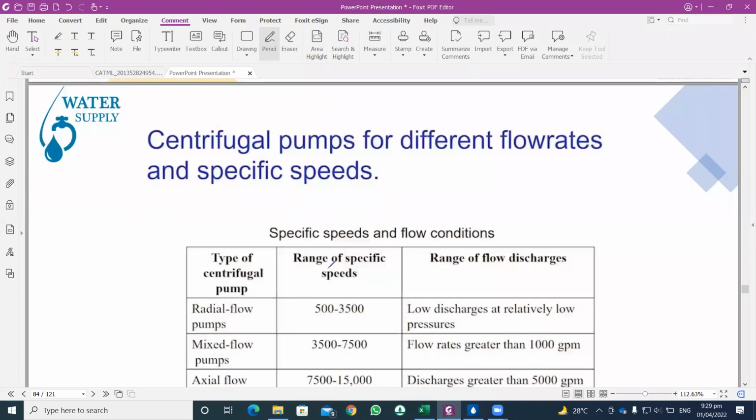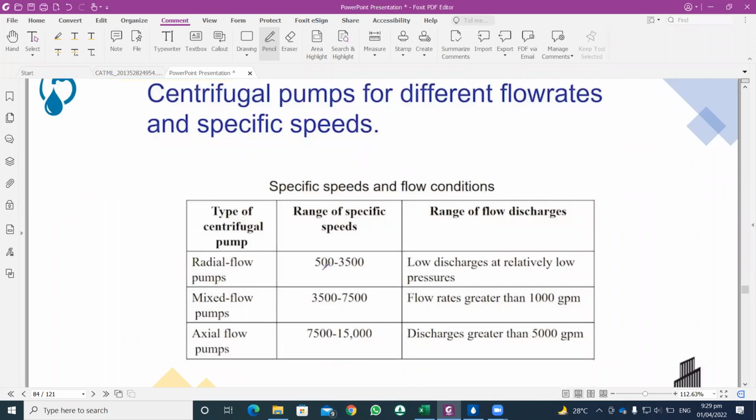So centrifugal pumps are mostly available in different flow rates and different specific speeds. For the range of speed of about 500 to 3500, radial flow pumps are used for low discharge at very low pressure. So where low discharge or low pressure is required, radial flow pumps can be used. Mostly radial flow pumps are used in our houses in order to get water from the water supply network and raise it to the tanks provided at the upper floor level.